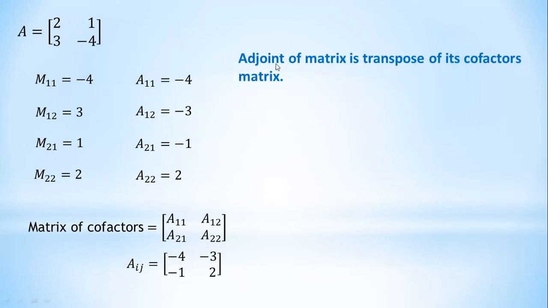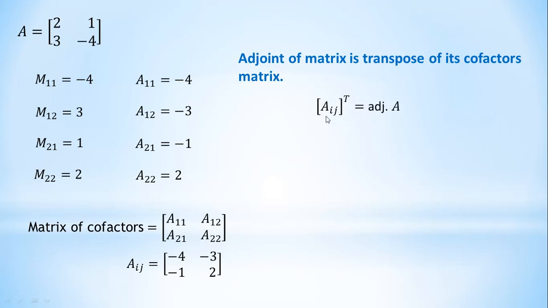Now what about adjoint? The adjoint of a matrix is always the transpose of its cofactors matrix. Now here we get this cofactors matrix. Just by taking its transpose, that is, the transpose of this matrix is called the adjoint of the matrix.